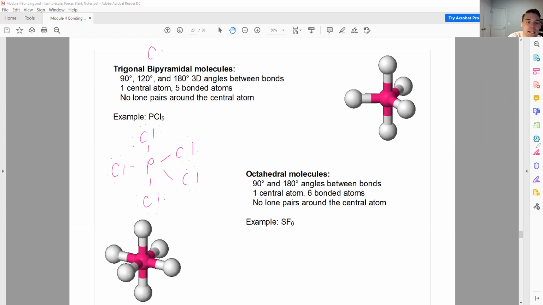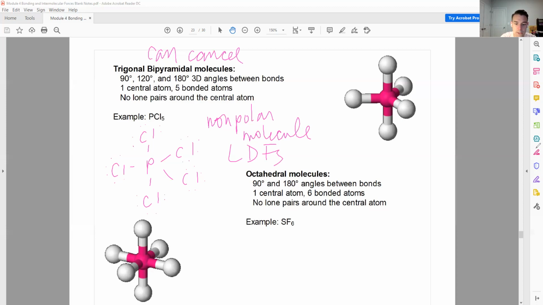Trigonal bipyramidals can cancel. But remember, in order to be able to cancel polarity, they have to have equal and opposite poles. So these are all opposite poles. They're all equal since they're all the same bond. And this will be a nonpolar molecule. If it's nonpolar, it only has London dispersion forces.